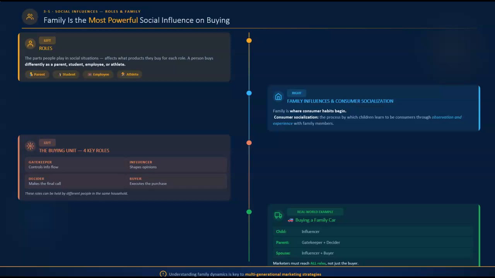Family influences consumer socialization. Family is where consumer habits begin. Consumer socialization is the process by which children learn to be consumers through observation and experience with family members.